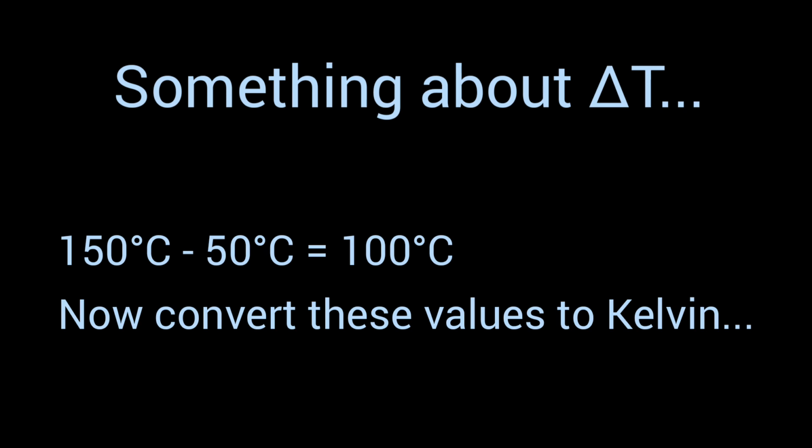Earlier I mentioned that it doesn't matter about the units of delta T, the temperature change. How can that be? We're going to prove it now. So imagine we had a reaction that started at 50 degrees and rose up to 150 degrees. What we do is we subtract the smaller number from the bigger one. So 150 minus 50 degrees, which gives a difference, a delta T, of 100.